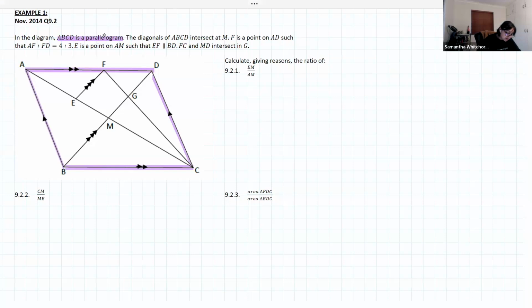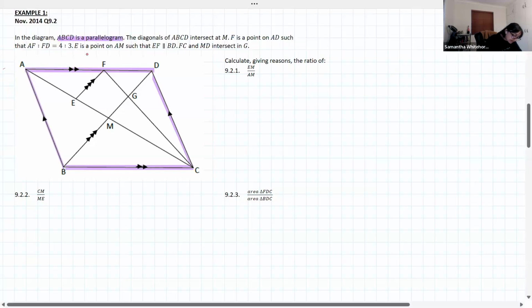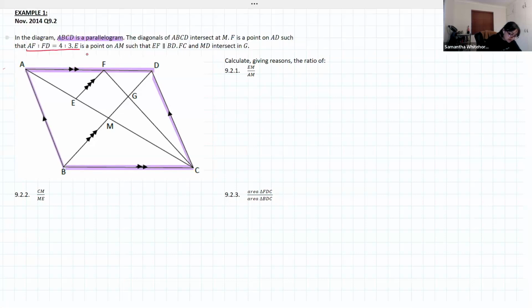The next important bit of information is this ratio. AF to FD is 4:3. Here's AF. Here's FD. This is 4 parts, because remember, it's a ratio, it's not a length, to 3 parts, which does actually mean you know the whole length AD is 7 parts. Okay, this will all become important a little bit later on as we go through.